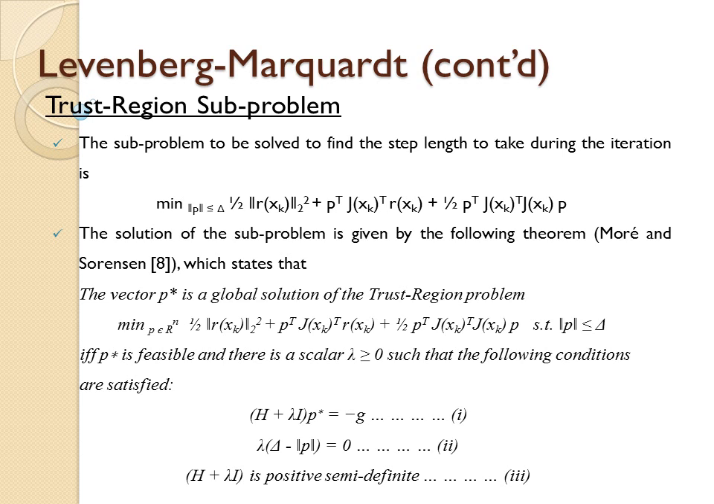The solution of the subproblem is given by the following theorem that was put forward by Moré and Sorensen. The vector p star is a global solution of the trust region problem if p star is feasible and there is a scalar lambda greater than or equal to 0 such that the following conditions are satisfied: (H plus lambda I) p star equals negative g; lambda times (delta minus norm of p star) equals 0; and H plus lambda I is positive semi-definite.